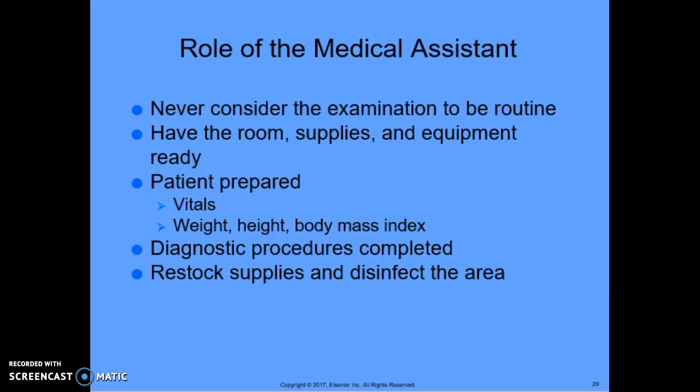So what is your role as a medical assistant? This is the most important thing you need to know. Never consider an examination to be routine. Make sure that the room is ready with the supplies and that you have all the equipment ready as the physician prefers. We want to make sure that the patient is prepared, that we've taken the correct vitals, we have taken and noted and documented the weight, height, and body mass index if that's required. We also want to make sure that diagnostic procedures are completed and restock supplies and disinfect the area at the end of the examination.